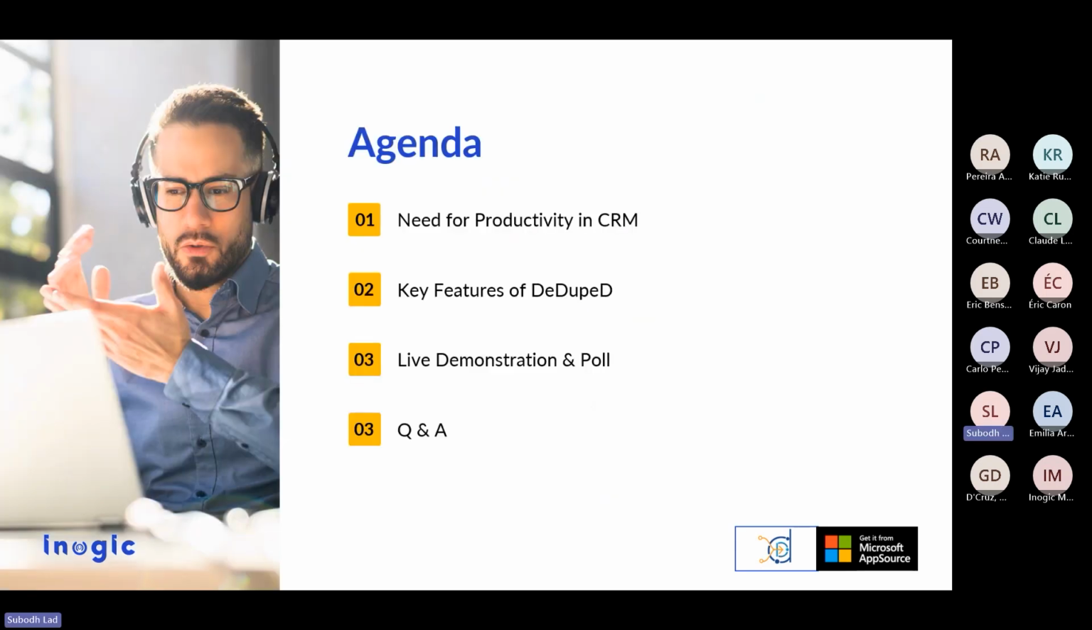And after that, we'll look at the few agenda items that we have for the evening. The first one being, what is the need for productivity in CRM? A few of the key features of DeDupe. We'll have a live demonstration and a poll. And after that, we also have the Q&A session at the end.